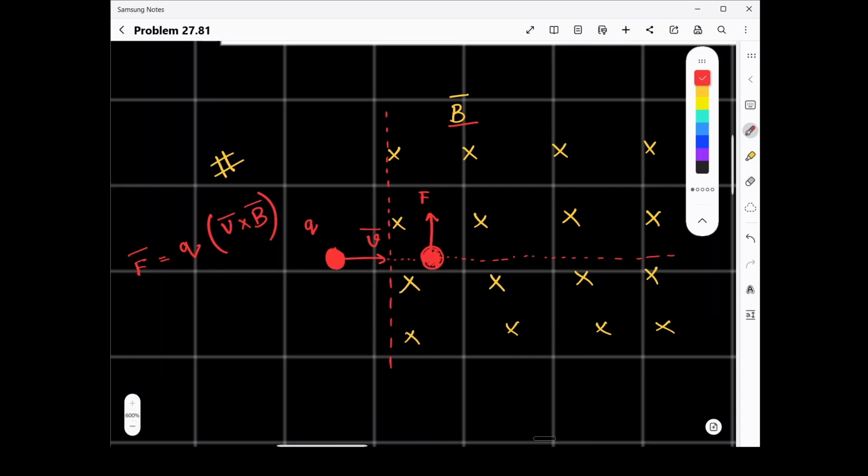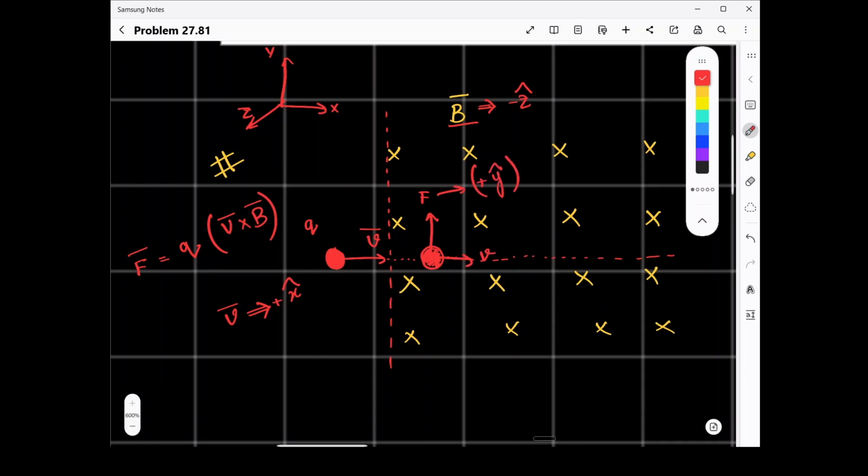Here, let me give you a perspective. Here it is x, y and z. So the force would be acting in the plus y direction. Here the B vector is in the minus z direction. Velocity v is in the plus x direction. So the F would be in the direction positive y.